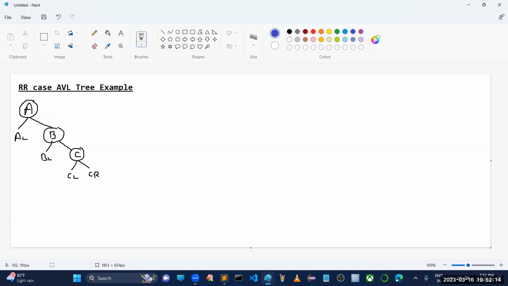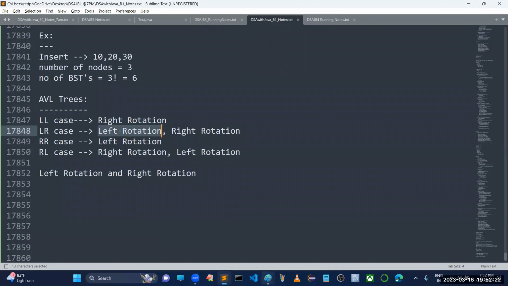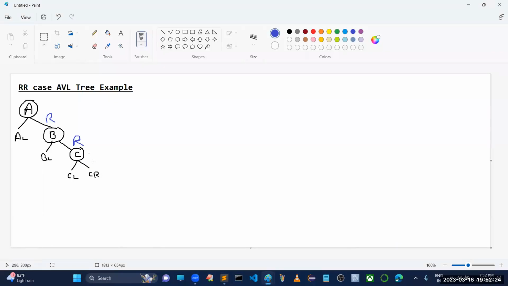So here we are going to get the problem by adding this C. Sir, it comes under which one? Right subtree, right. So if it is right subtree, right, which rotation we have to do? Left rotation. So we need to go with left rotation. We have to apply left rotation. Once you apply left rotation, what will happen? Sir, left rotation means what? Left rotation like this we have to do.